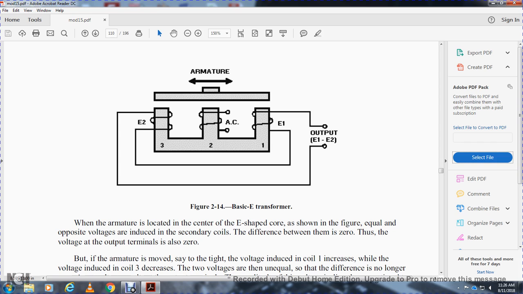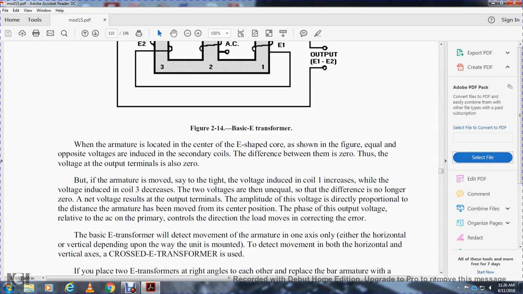When the armature is located at the center of the E-shaped core, as shown in the figure, the equal and opposite voltages induced in the secondary coils cancel, so the difference between them is zero, and the voltage at the output terminal is also zero. But when the armature moves, the voltage in one coil increases, the voltages become unequal, and the difference is no longer zero. The result is an output terminal voltage whose amplitude is directly proportional to the distance the armature has moved from the center position. The phase of the output voltage, relative to the AC primary, controls the direction of the load movement in correcting the error.